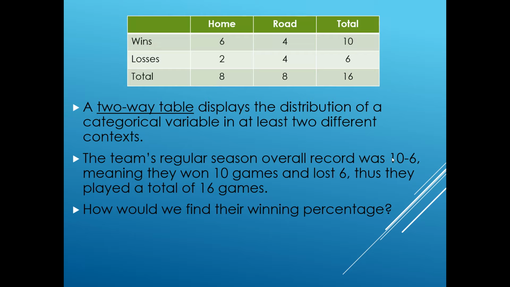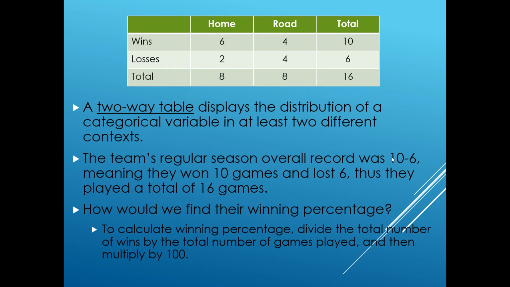The next thing we want to do is look at winning percentage. We learned last chapter that we always need to look at percentages and not just raw data when we're looking at this type of information. So we take the number of games they won and divide it by the total number of games that they played. That gives us a decimal, and if we multiply that decimal by 100, we get an actual winning percentage.